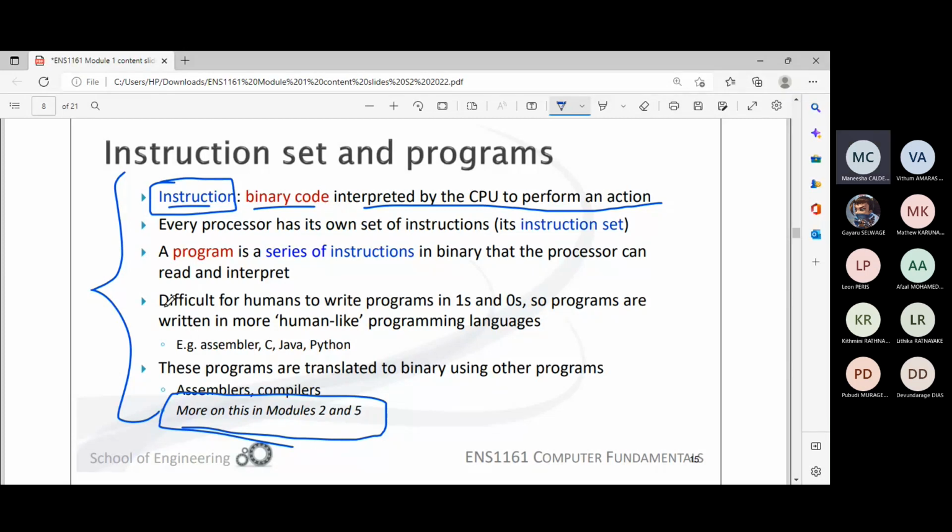But the problem here is that it's difficult for humans to write programs as ones and zeros, isn't it? If you want to write a program as a sequence of ones and zeros, it might be a terrible experience. So what we are doing is the same kind of thing, ones and zeros, but much easier for a human to interpret, usually in the English language, though there are other languages also to develop programs: assemblers, C, Java, Python, and so on.